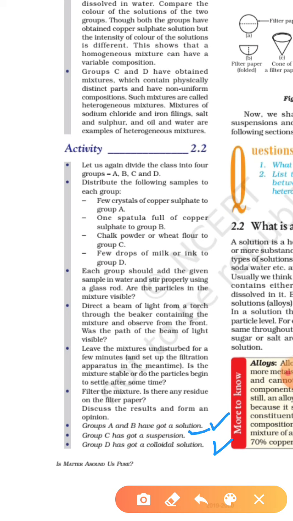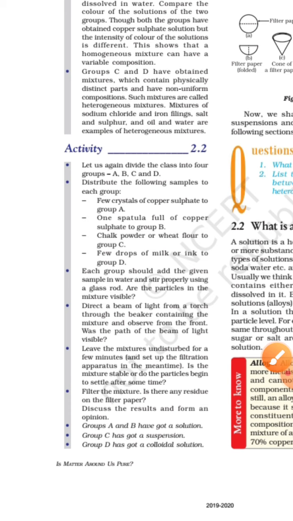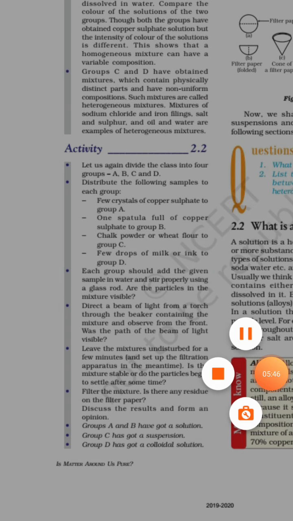And then group D, they got a colloidal solution. What we had added in group D was drops of milk or ink. So in that case, whatever mixture we get will be a colloidal solution. Okay, so this was the result of your activity.